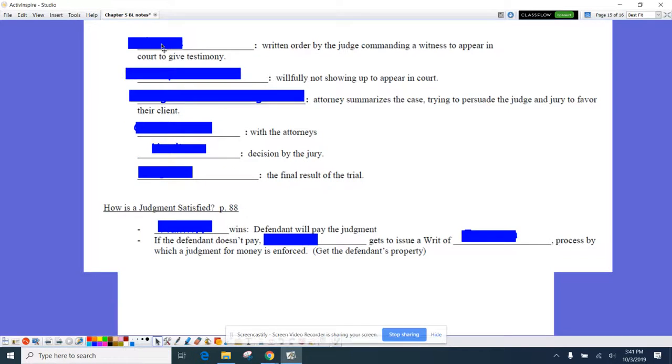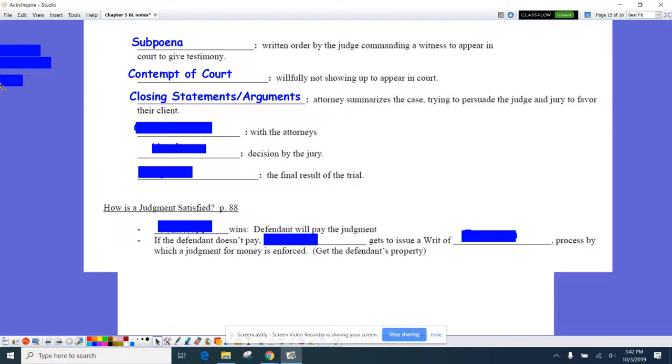To get a witness to appear in court, you need a subpoena. This is an order from a judge, usually handed out by a county deputy or a sheriff, stating that you are to appear in court to give testimony. If you don't show up and you have been subpoenaed, you can be in contempt of court, which is punishable with a fine and perhaps even jail time. So you want to show up. When the case is winding up, you'll have closing statements or closing arguments. This is the last-ditch appeal to the jurors.